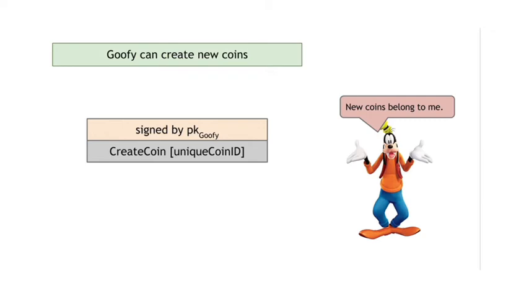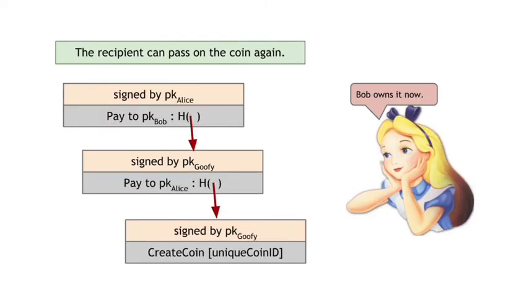And whoever owns a coin can pass it on to someone else by signing a statement that says, pass this on to X, where X is specified by a public key. Anyone can verify the validity of a coin by following the chain of hash pointers back to its creation by Goofy, verifying all of the signatures along the way.